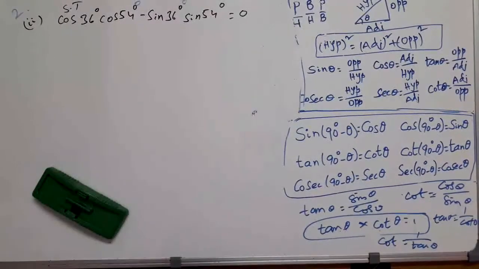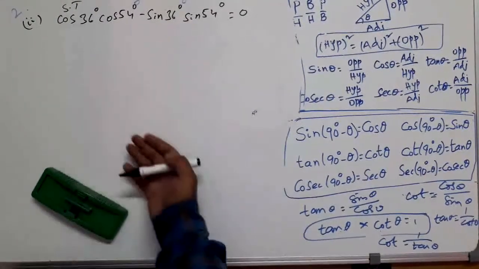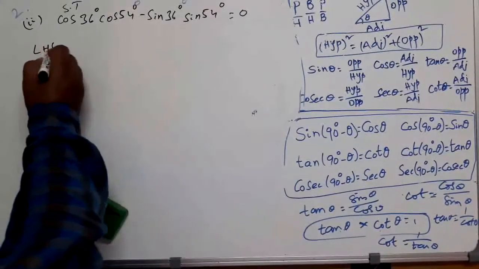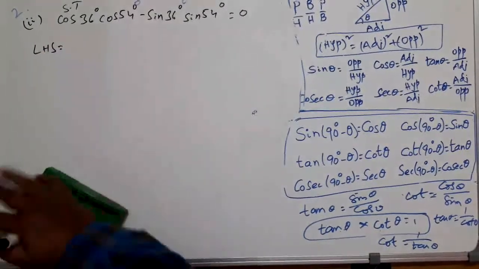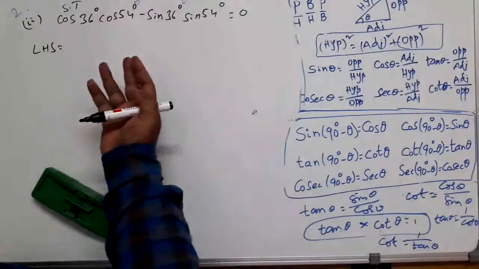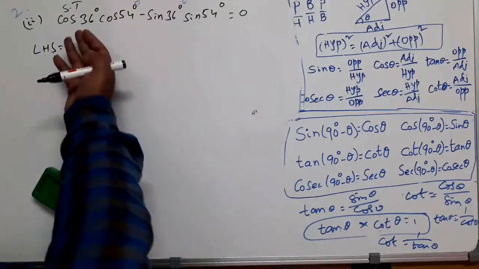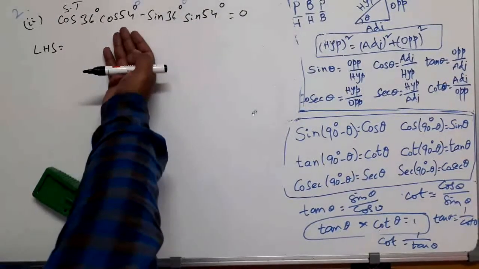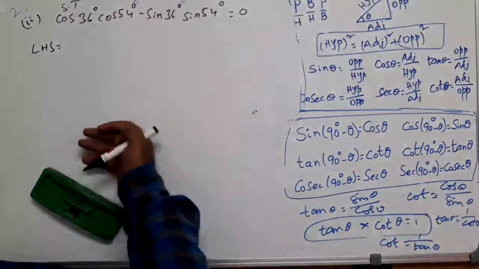Let us proceed in the same way. Let us start at the left hand side part and show that it will be equal to 0, which is the right hand side part. So I am starting the left hand side part. Yes, same logic as we had done in the earlier question. You don't know the value of cos 36 directly. Even cos 54 degrees you don't know. In the same way, you don't know these values also.